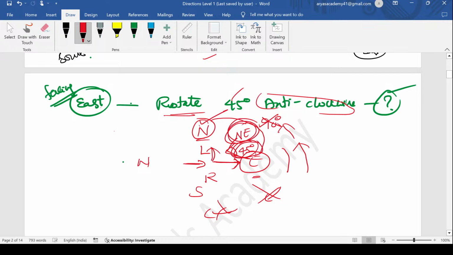So I will be placed at a subordinate direction, that is northeast. So northeast is the correct answer.